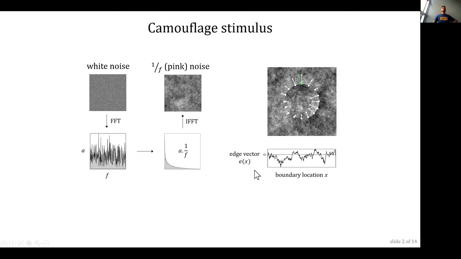So the edge vector basically quantifies the amount of the edge or gradient information all along the target boundary. And so this is still a vector. And what we can do is extract a single number from the vector, which we are calling here the edge power. It's basically the mean squared value of the edge. We don't really care at this point if the edge is pointing outwards or inwards. So we take the average squared value of the edge, which serves as a one number summary of how conspicuous the target should be against the background.